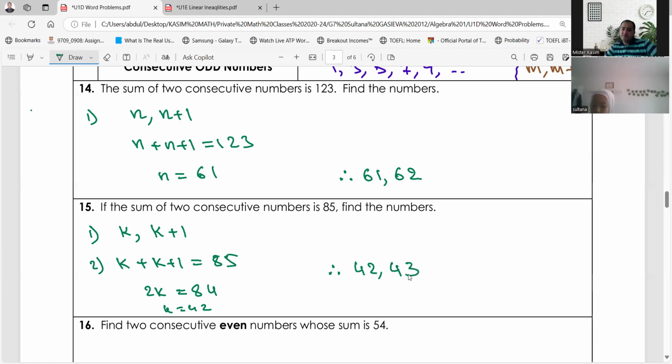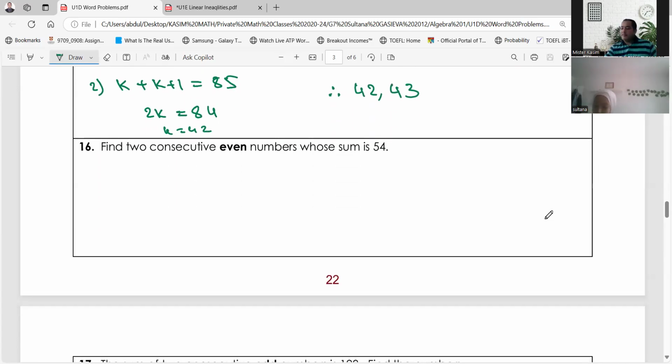That's it. Okay, and now 16. Use L, for example, Sultana. Find two consecutive even numbers whose sum is 54. Suppose that the first number is E, or we said L, right? Let's use L. The first number is L. Now, what is the second number? The second number is L plus 2.